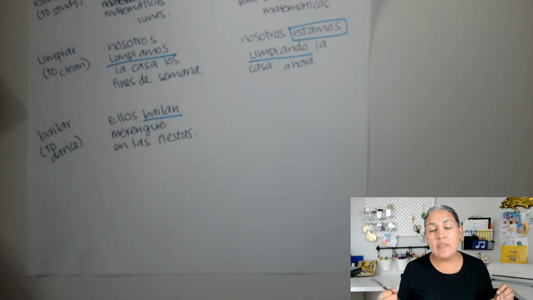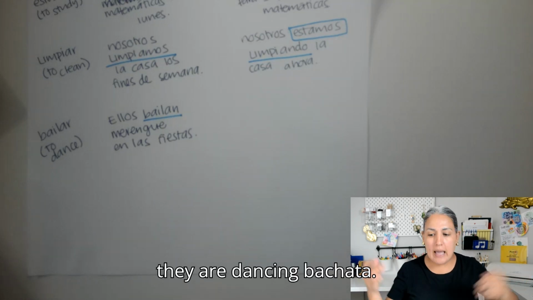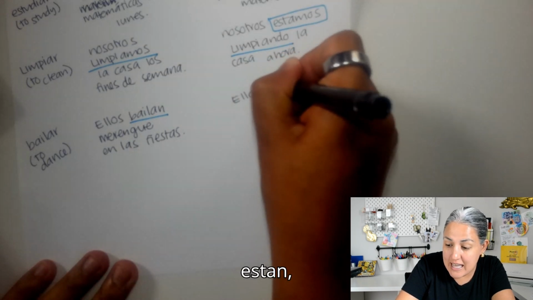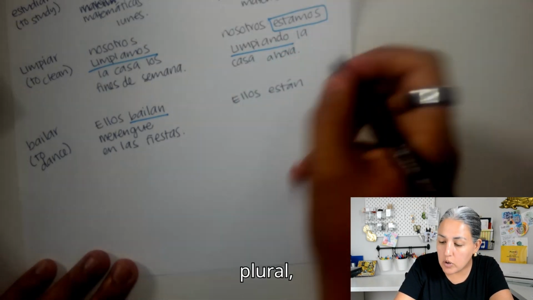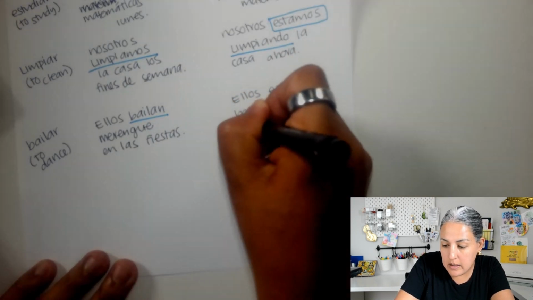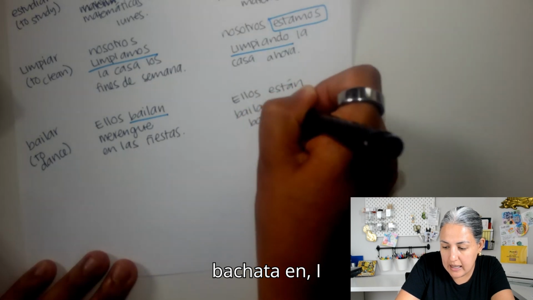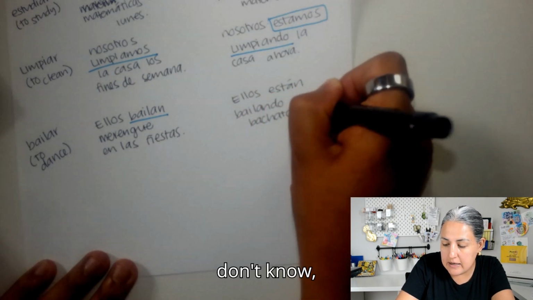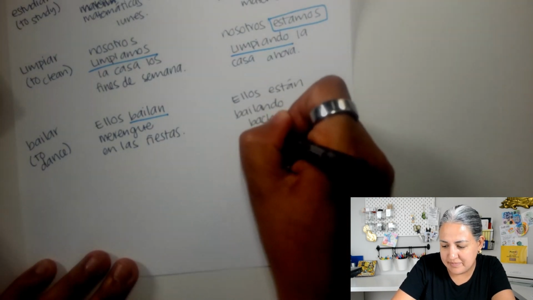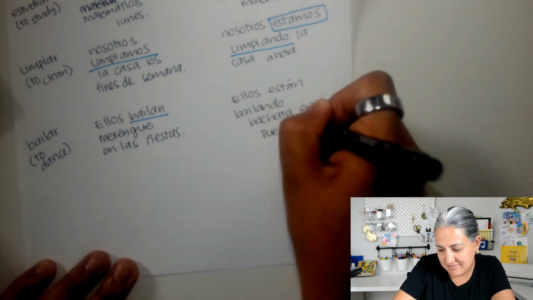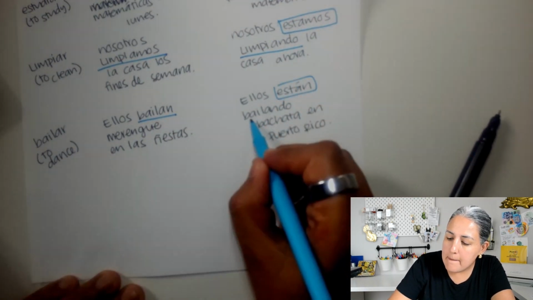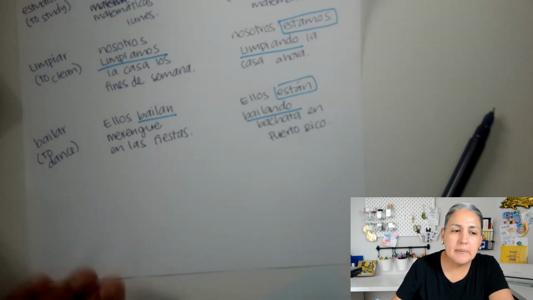But right now, they are dancing bachata. Ellos están, plural, bailando bachata en, I don't know, Puerto Rico. So again, están is the first step, bailando, second step.